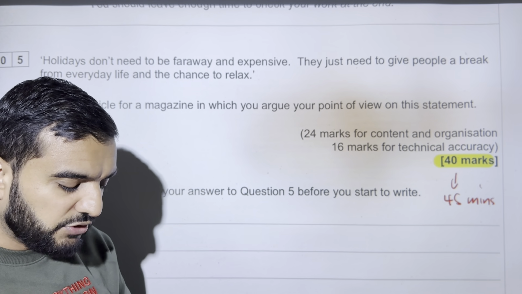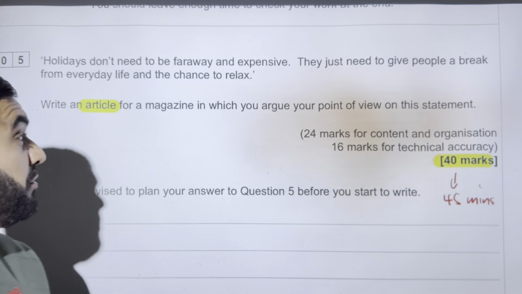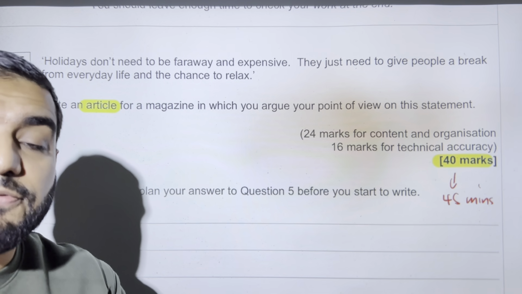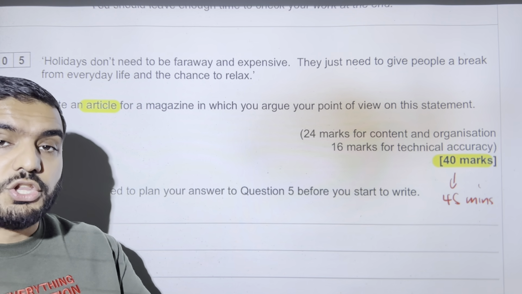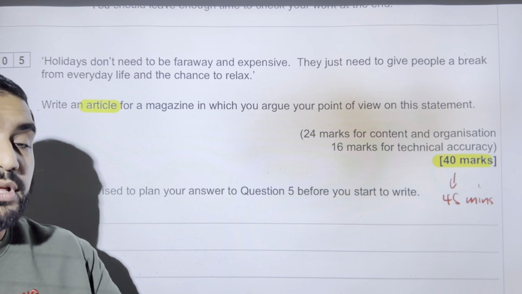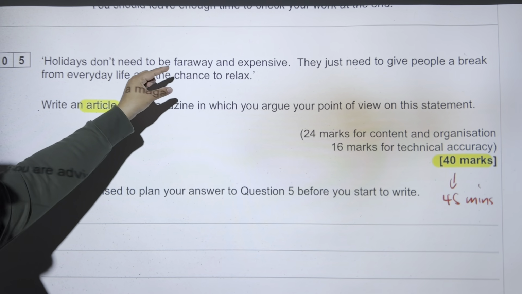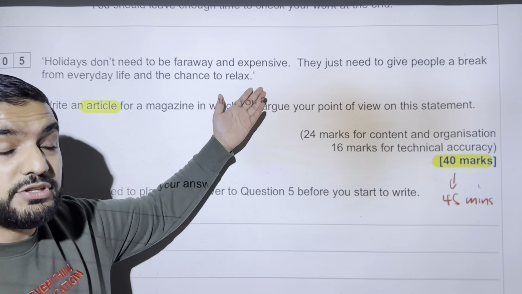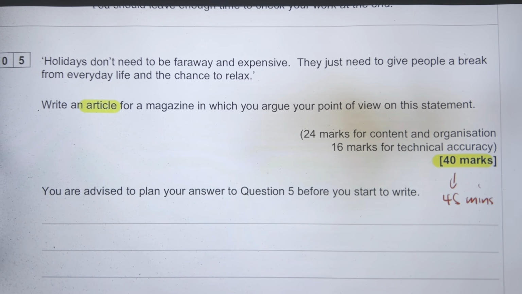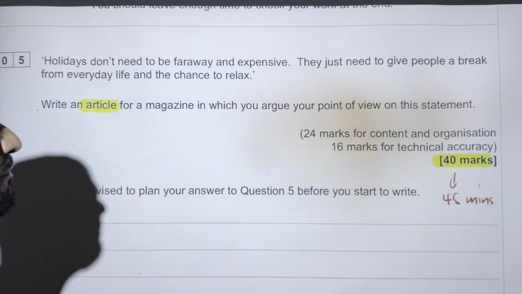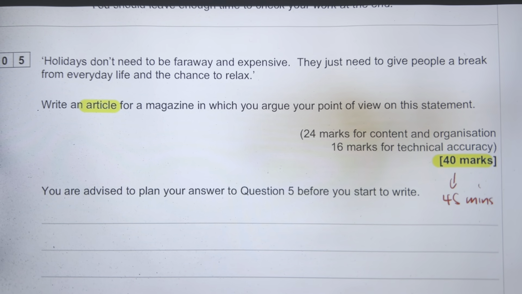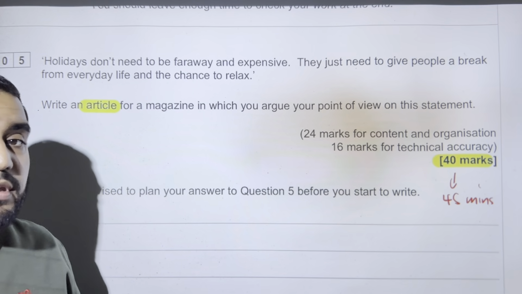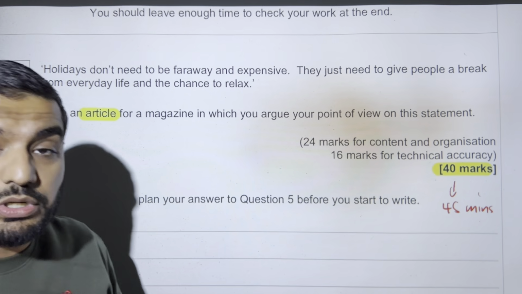For this question, you can be asked to write an article. It could be a speech, a letter, a leaflet, or an essay. Those are the different forms that can come up, and they'll always give you a statement, and your argument has to be something to do with the statement. So this one says, holidays don't need to be far away and expensive. They just need to give people a break from everyday life and the chance to relax. Write a magazine article in which you argue your point of view on this statement. And that is what question 5 is.